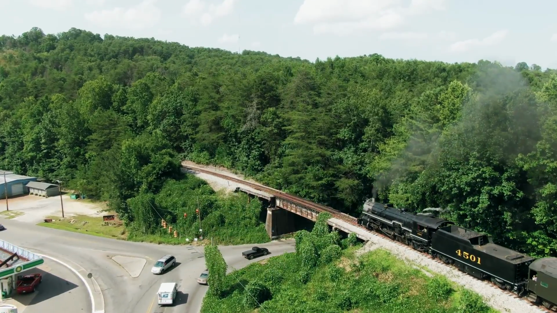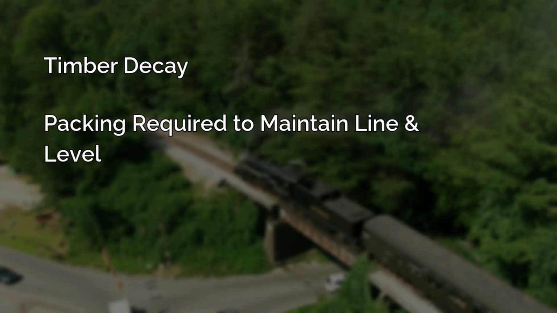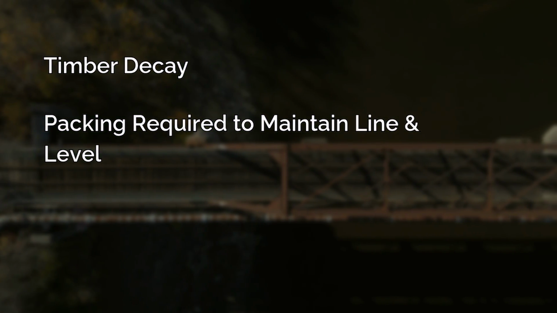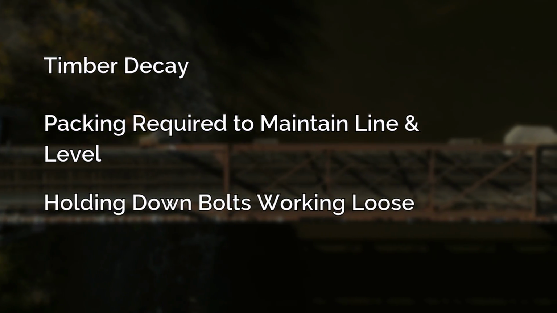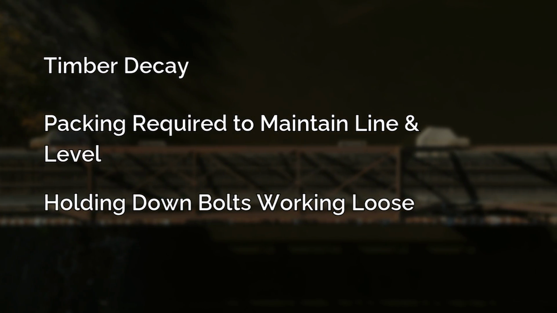The problems that occur: timber decay over time, which reduces the strength and holding capacity. The need to use packing to maintain the track level, which can introduce uneven support, and it's not a long-term fix. The holding down bolts can work loose, breaking that link between the structure and the track, especially in those older or degraded timbers. With no ballast, it's all on the timber, screws and bolts alone, and this challenges it. You can't realign the track that easily.